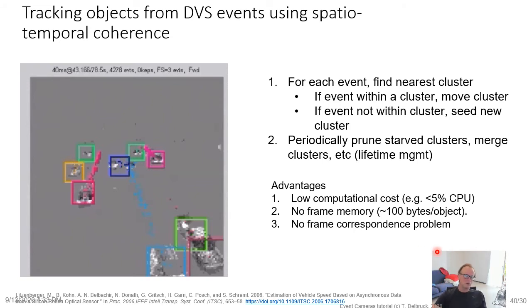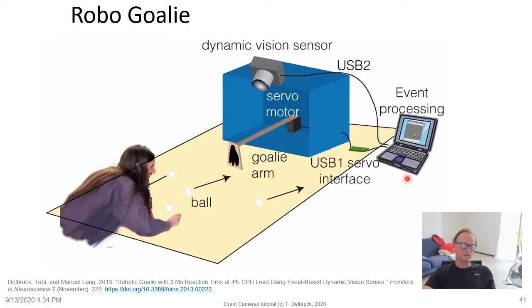And this allows you to do cool robotics things like Robo Goalie. Again, this is a prototype developed at the Telluride Neuromorphic workshop, which in fact is happening right at the time of ESSCIRC. Right now, we're having an online Telluride event, but the first prototype of this Robo Goalie was developed at Telluride.